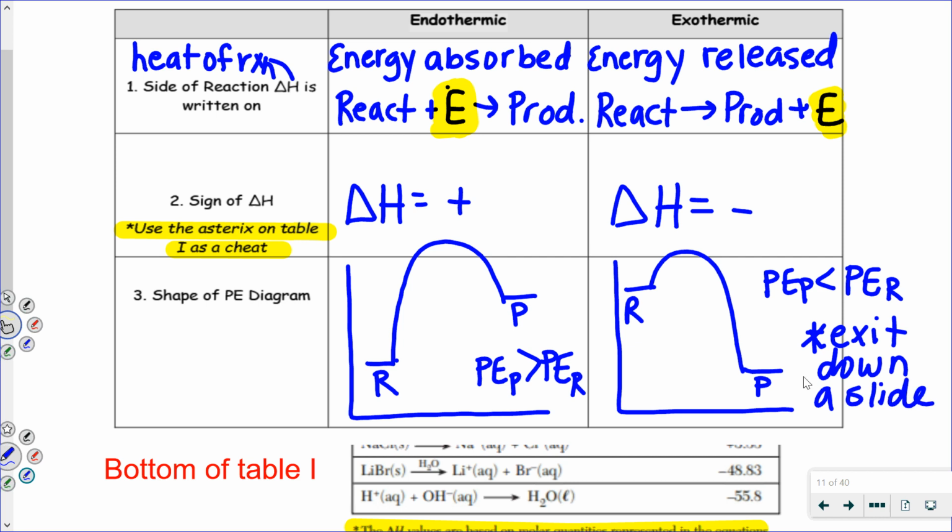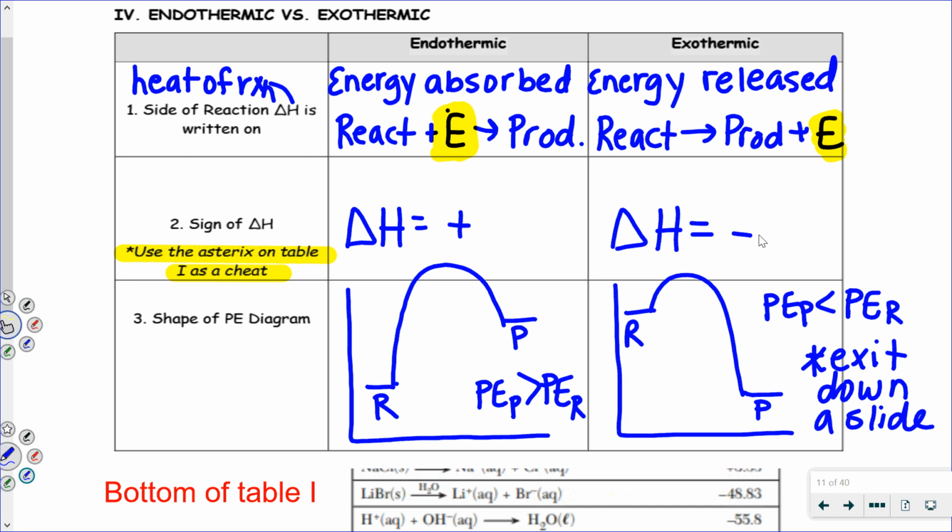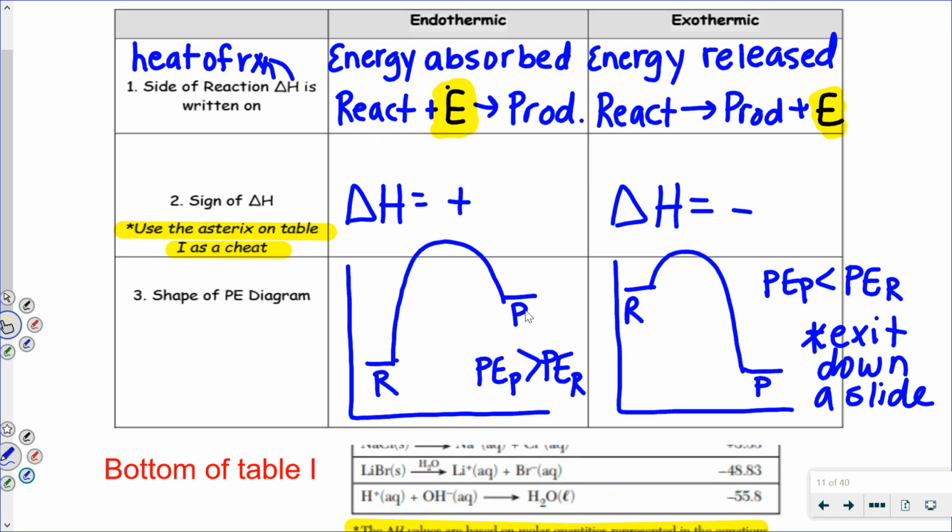Awesome. So we kind of just went through looking at a reaction, how we can tell if something is endo or exothermic by the location of the energy on the reactant or the product side. We talked about how the sign of delta H indicates whether it's exo or endothermic, and you can use the asterisk on the bottom of table I as a cheat for that. A negative indicates exo, a positive indicates endo, and how the shape of your potential energy diagram also can tell you if it is an exo or endothermic reaction based on where your reactants start versus your products.